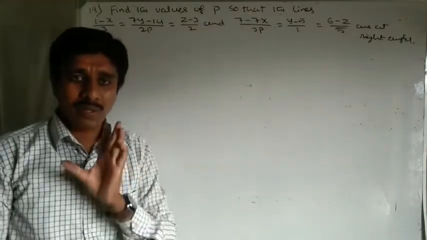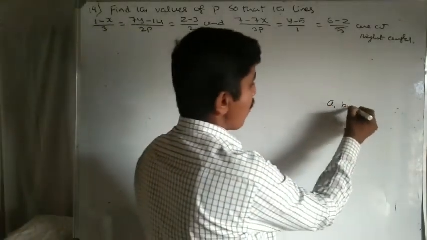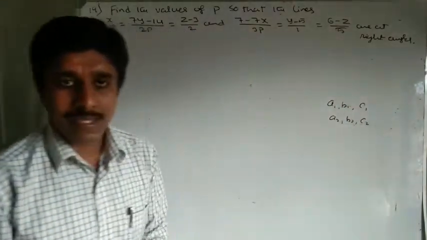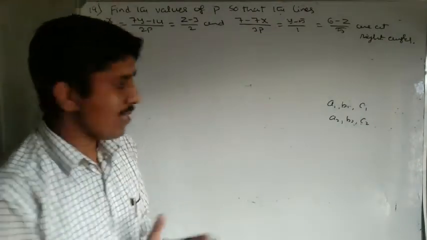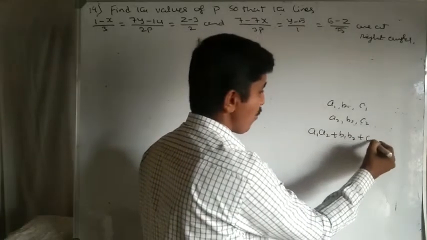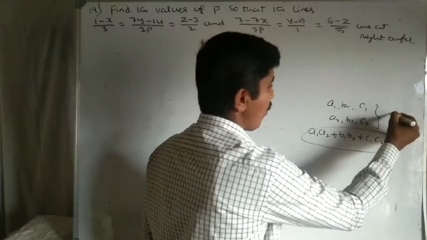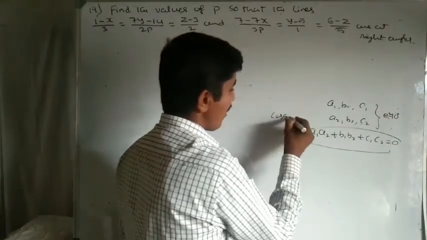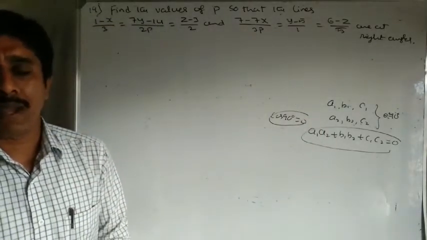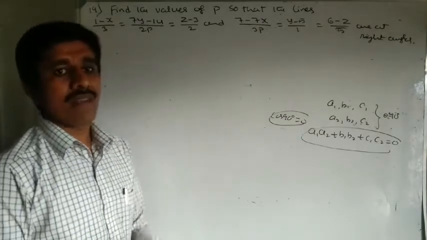Given two lines are perpendicular, one condition we know: two lines with direction ratios a1 b1 c1 and a2 b2 c2 are perpendicular. Then what is the condition? You know that a1 a2 plus b1 b2 plus c1 c2 is equal to 0, because when two lines are perpendicular, theta equal to 90 degrees, then cos 90 degrees value is 0. So we get a1 a2 plus b1 b2 plus c1 c2 equal to 0. First write direction ratios of the first and second line.